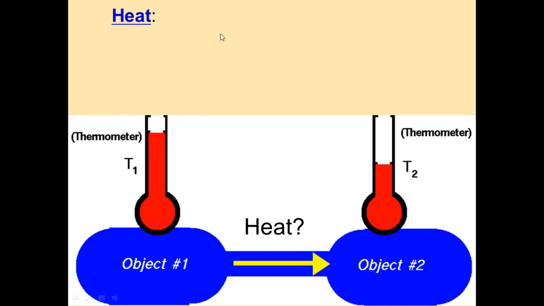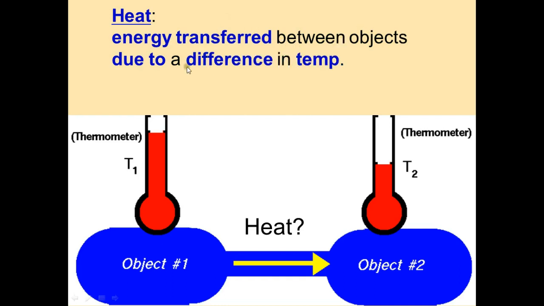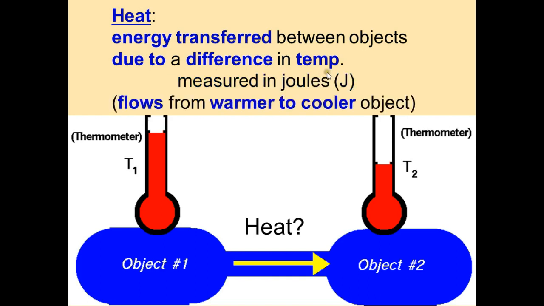Here we have the definition of heat. Heat is energy transferred between objects due to a difference in temperature. Although most people think of heat as stuff that's very hot, like the hot temperature outside, heat is energy transferred. So this is not high temperatures like we think about in everyday life. It's energy transferred between objects due to a difference in temperature. And it's important that we know it moves from warmer to cooler objects.